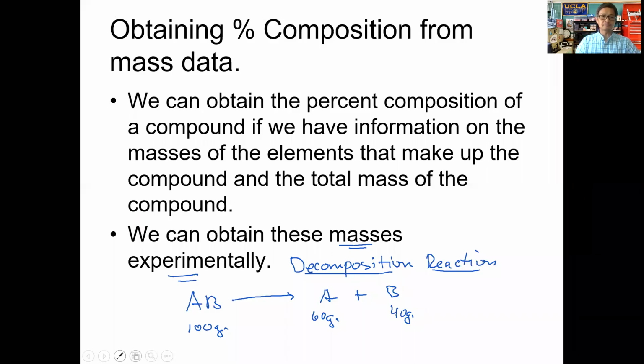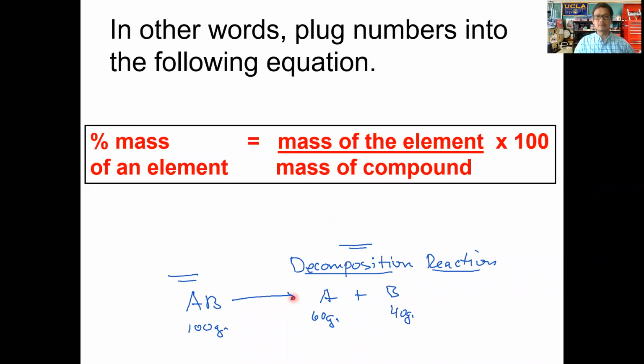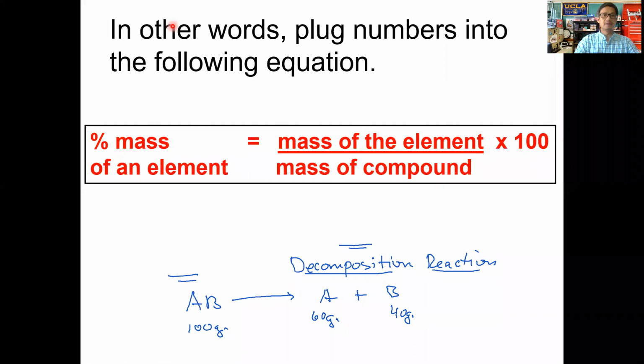Okay, all right. So let's take a look at an example then. Once we have these masses here, we take the mass of each one of these elements, and then we divide it by the whole number. So let's go ahead and take these numbers here really quickly. Let's say then the percent of A in AB is going to be the mass of A over the total mass of the compound, AB. So plugging that in, we're going to multiply it by 100.